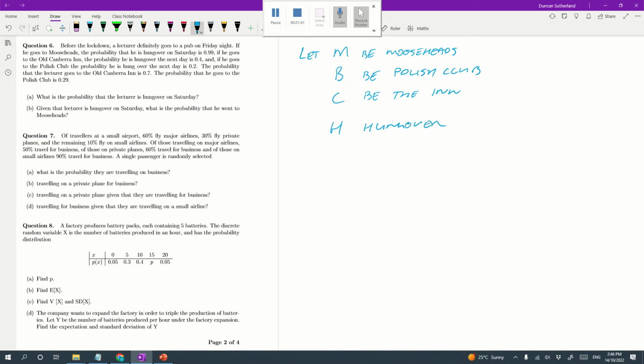Right, now what we've been given is the probability hungover given Mooseheads, 0.99. Probability hungover given OCI, the Old Canberra Inn, is 0.4. Probability H given Polish Club, 0.2.